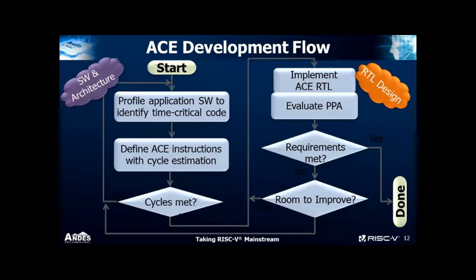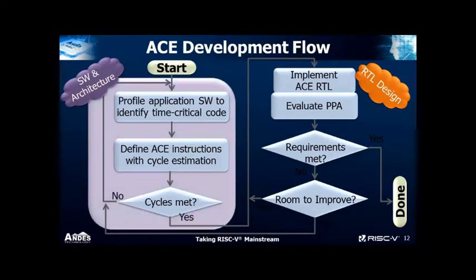Now you have known the ACE features. Let's take a look at the flow of ACE development. If designers already know the software critical function, they can skip the first step and start to define the custom instruction. Otherwise, designers can profile the application software and find out the time-critical code. Then the next step is to define the ACE instruction to replace this code and profile the modified application software again to accurately evaluate the performance to see if it can meet the cycle target. If not, then repeat the same step until the cycle target is met.